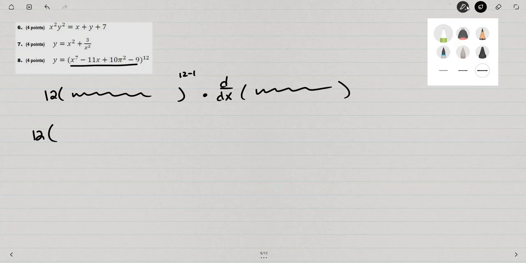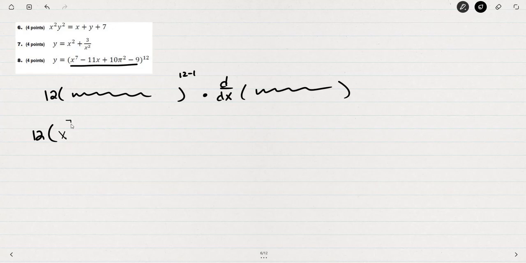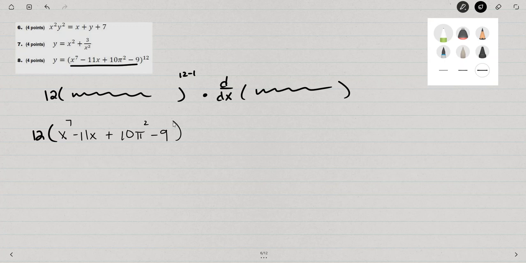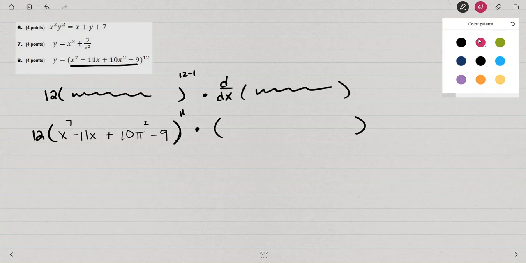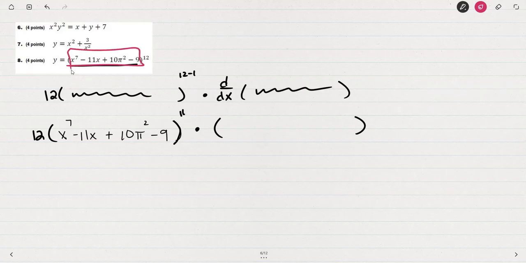So we have 12 times (x to the 7 minus 11x plus 10 pi squared; by the way, 10 pi squared is a constant, right?) minus 9, all to the 12 minus 1, or 11. And now I'm going to multiply this by the derivative of this piece, the inner piece, the piece that's inside the parentheses. So that is 7x to the 6 minus 11.